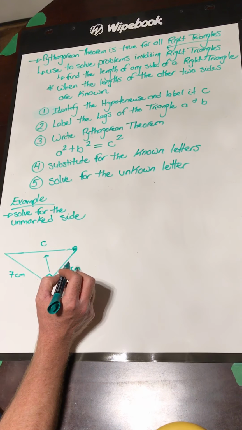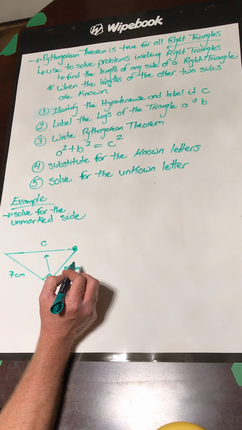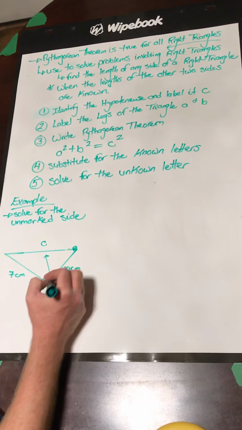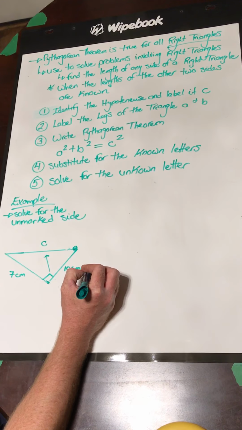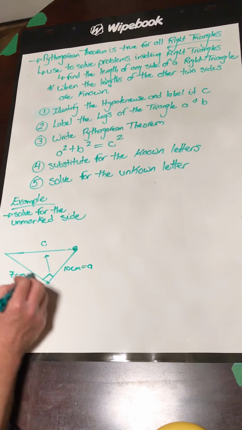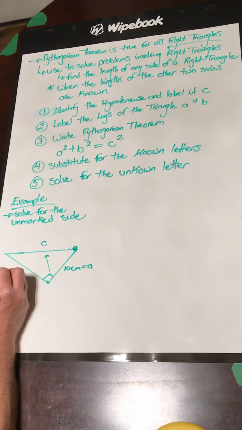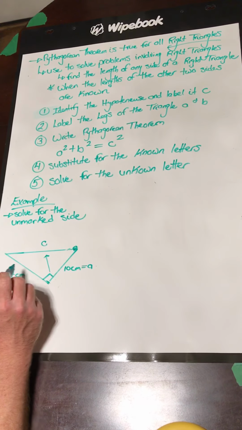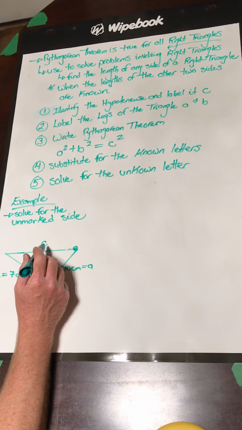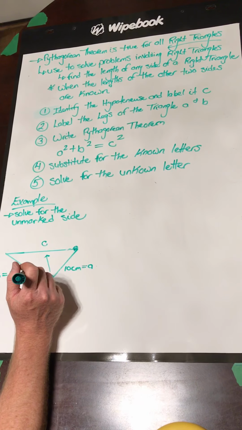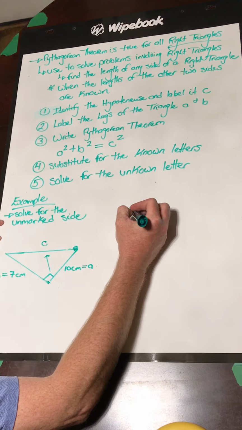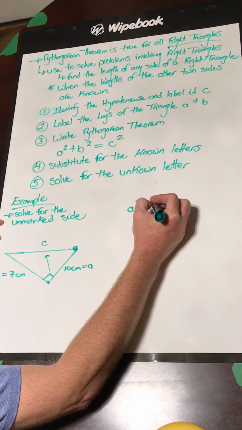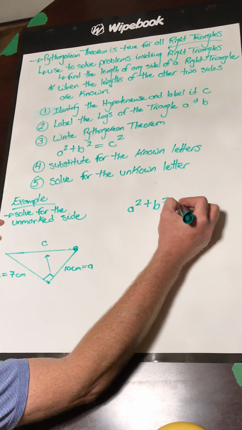The next thing I'm going to do is label the legs of the triangle. So I'm going to label this leg here, which has a length of 10 centimeters, equal to A, and the other leg, which has a length of 7 centimeters, I'm going to label as B. So the unmarked side before was where C is. So we're going to solve for C. So now we're going to write down Pythagorean theorem. A squared plus B squared is equal to C squared.